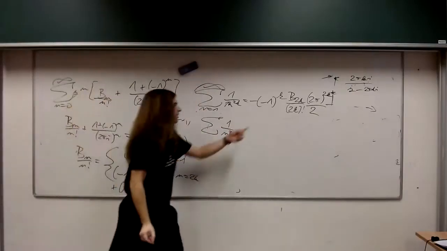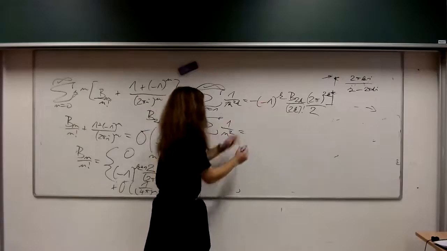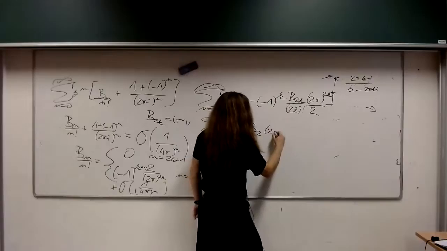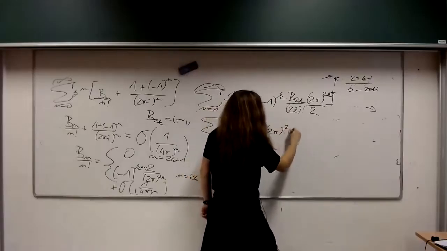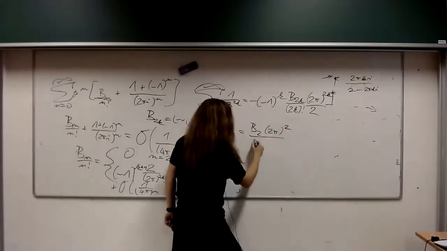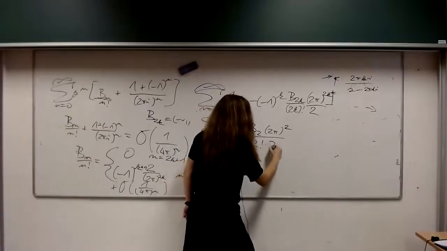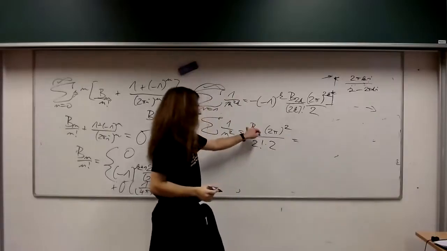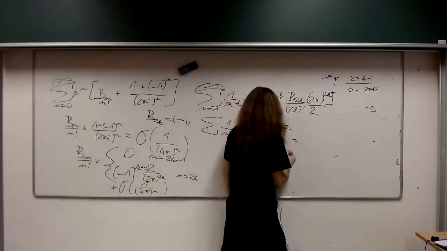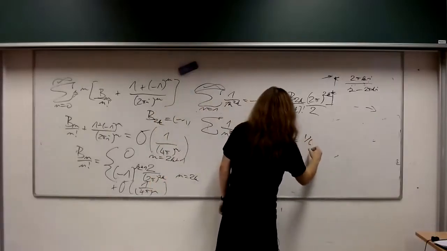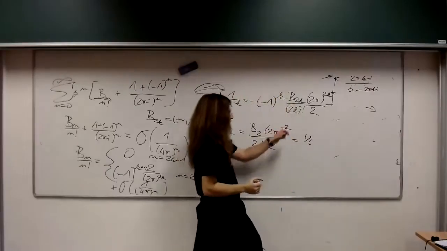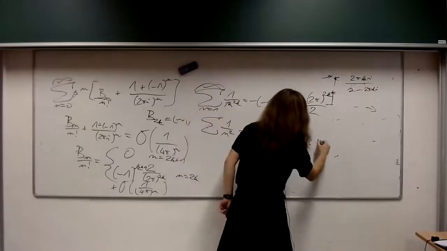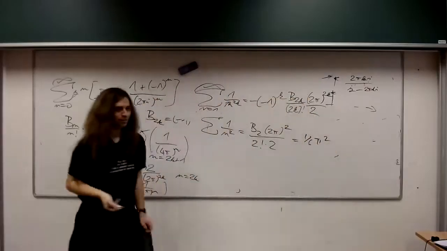So let's use k equals 1. Those minuses cancel. Here we get b2 (2π)² over 2 factorial times 2. Now, we have b2 is 1/6. And here we have 2 squared, that is 4, and 2 times 2, that's 4 as well. So we get that famous result.